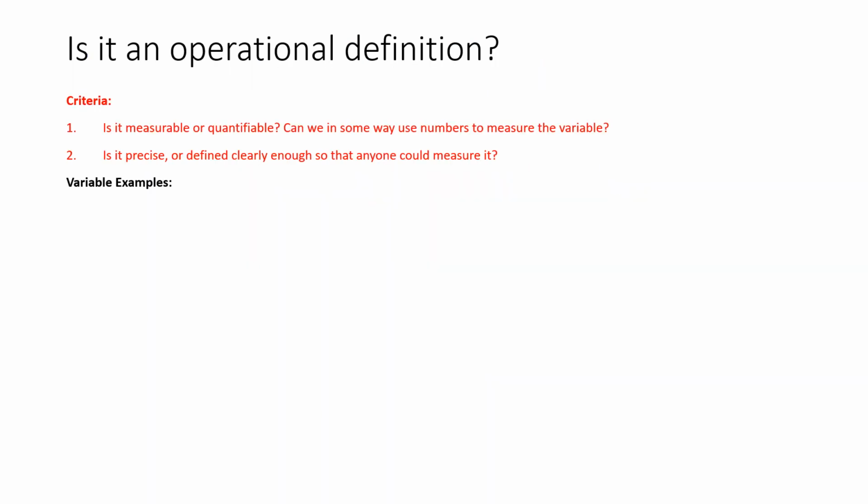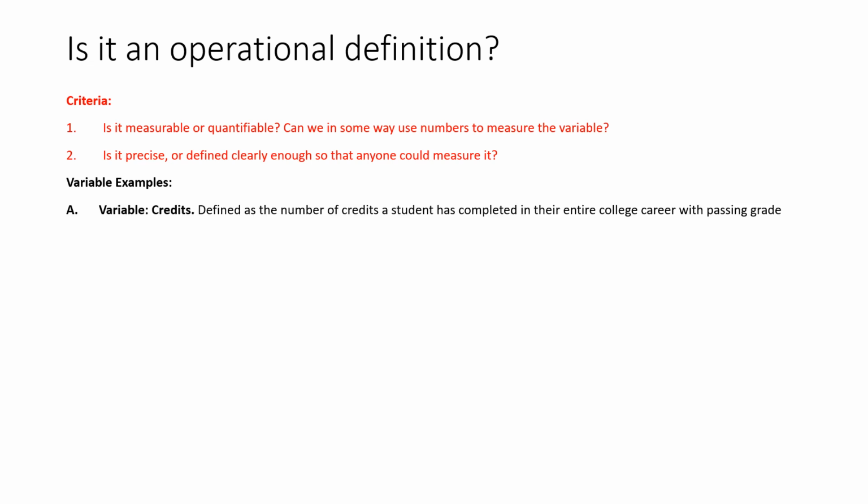So let's explore a little bit some examples and see if we can decide if it is an operational definition. So our criteria are, is it measurable or quantifiable? Is there some way to use numbers to measure the variable? And secondly, is it precise or defined clearly enough so that anyone could measure it? And so here are some examples.